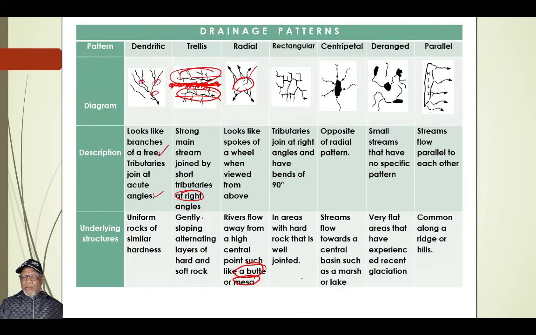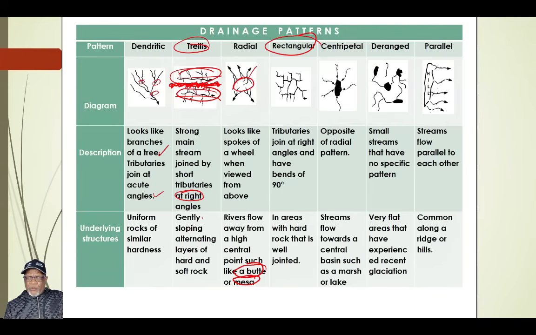As the name says, rectangular, the tributaries join at the right angle. With the rectangular pattern together with the trellis pattern, what is similar with them? The similarity is that tributaries join the mainstream at the right angle. But now we're looking at the characteristics of the rectangular pattern. The mainstreams also have a 90 degrees bend. So we've got two 90 degrees: the mainstreams bend at 90 degrees, and the tributaries also join the mainstream at 90 degrees.